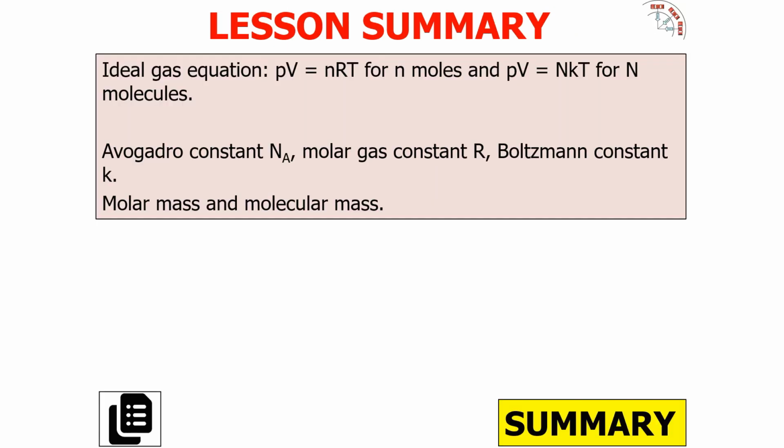So let's summarize what we've learned in today's lesson. The ideal gas equation is PV equals nRT for n moles and PV equals nKT for n molecules. You should be aware of the Avogadro constant Na, the molar gas constant R, and Boltzmann constant K, and also be aware of the terms molar mass and molecular mass.